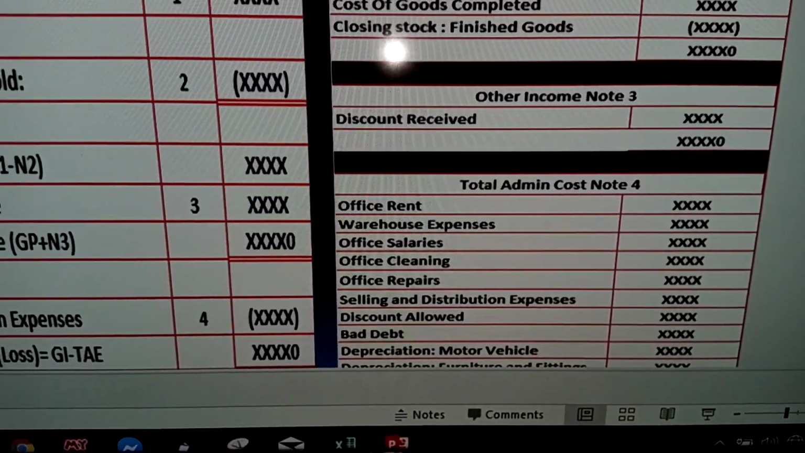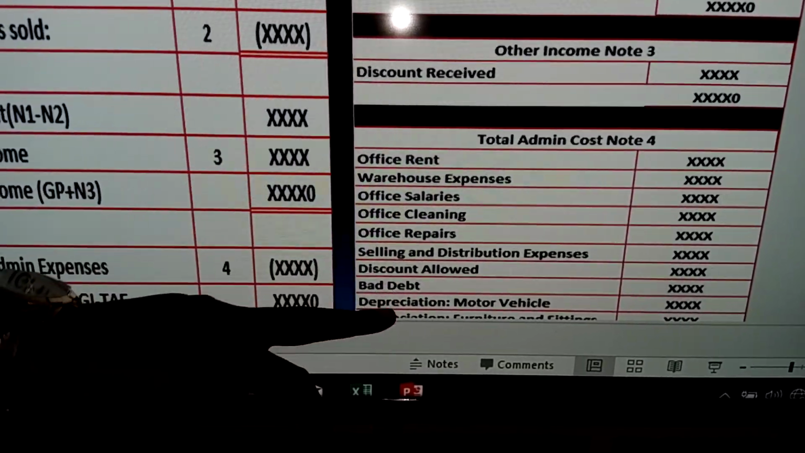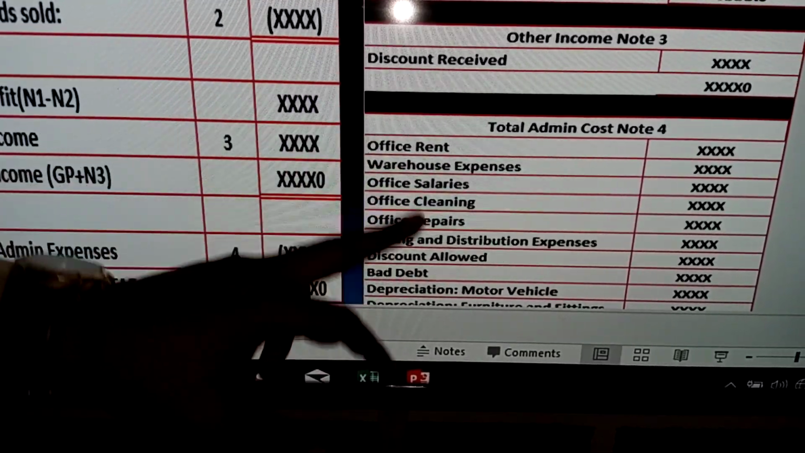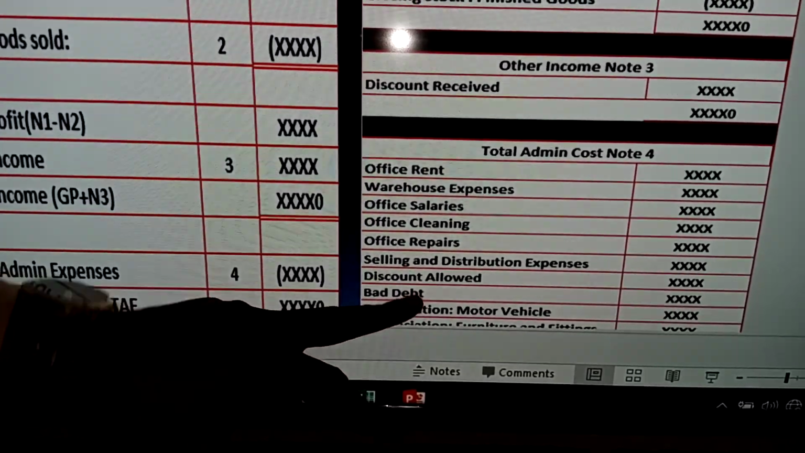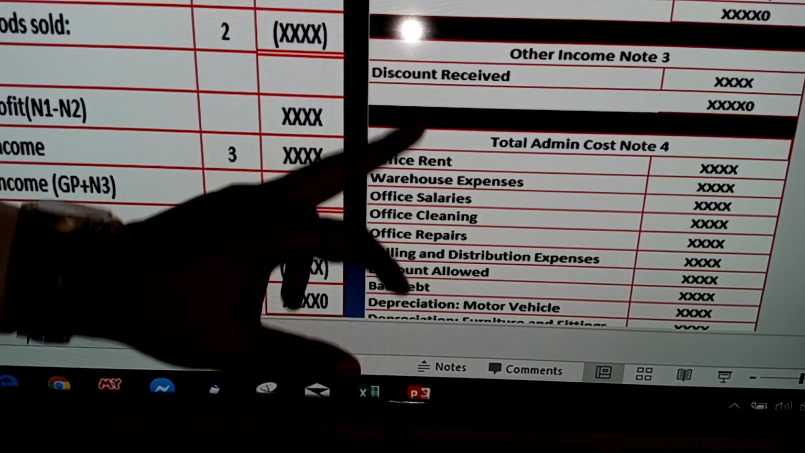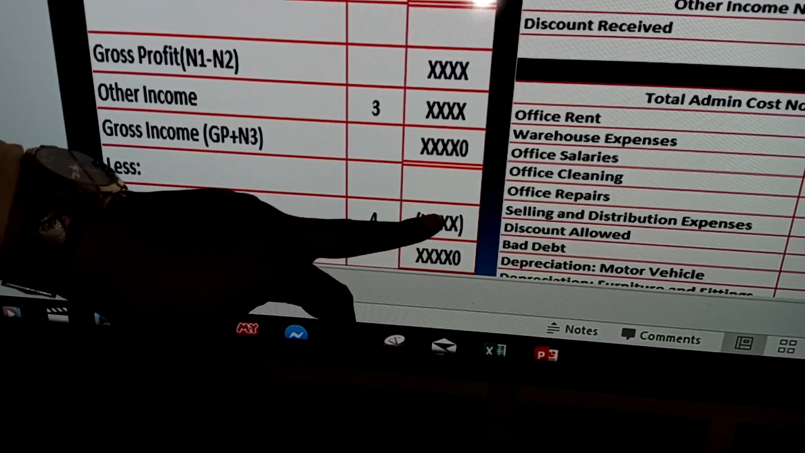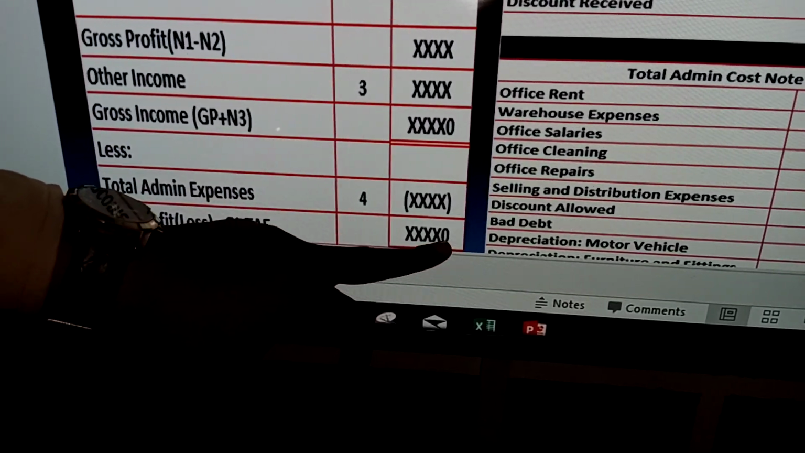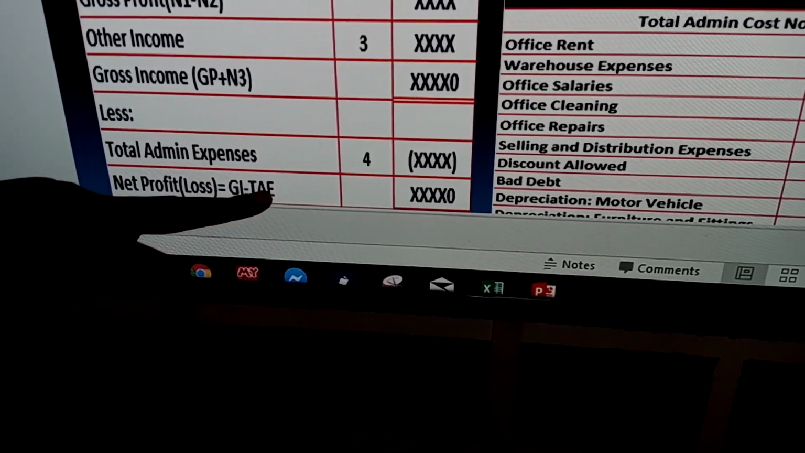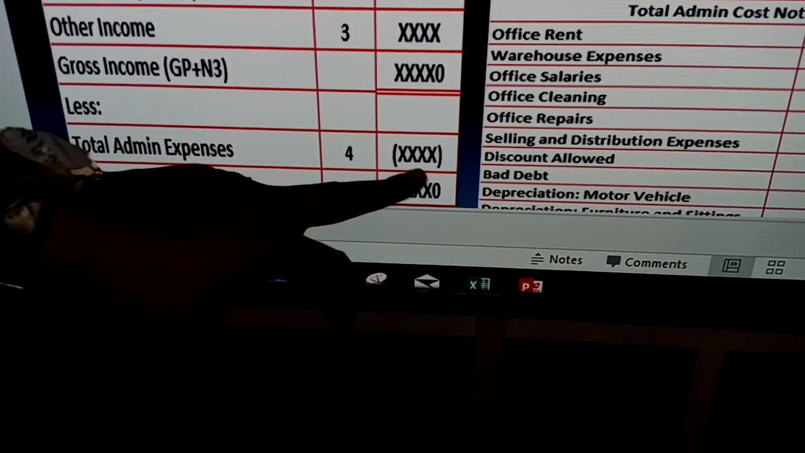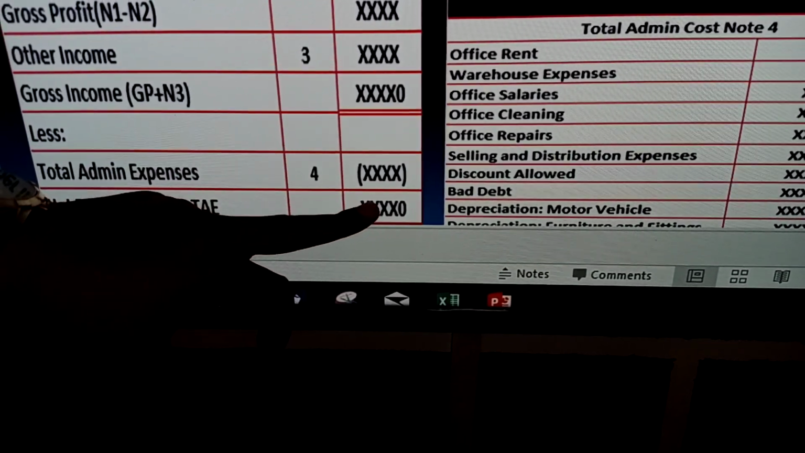So let's understand that fact. All your administrative costs have to be expenses related to office, selling and distribution. Factory expense does not come here. It goes to your manufacturing account. I've already explained that. When you put all your expenses together, the total is your total administrative expense. If you take your admin expense from your gross income, you have your net profit or loss. If your total admin expense is higher than your gross income, then you have a loss. But if it is less than your gross income, you have a profit.